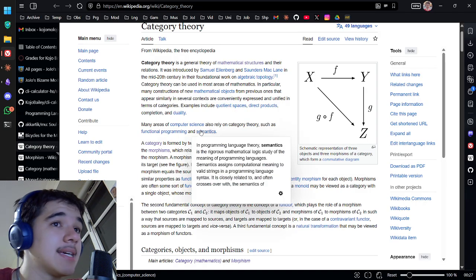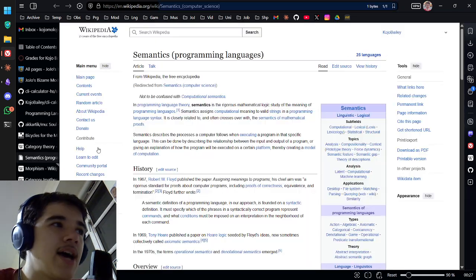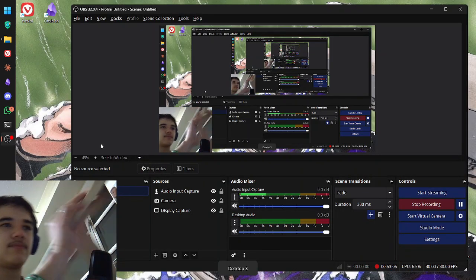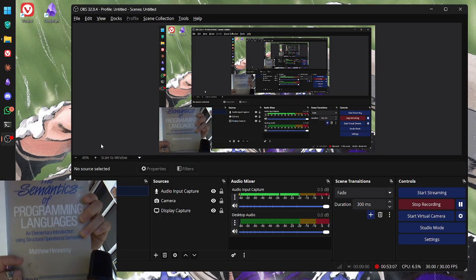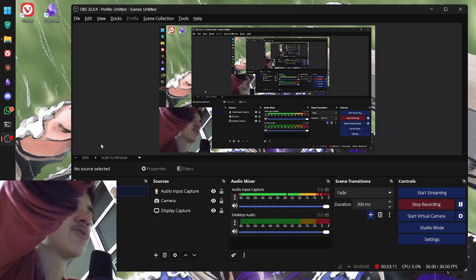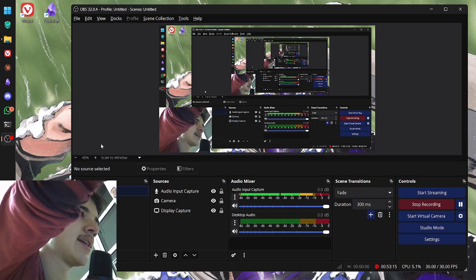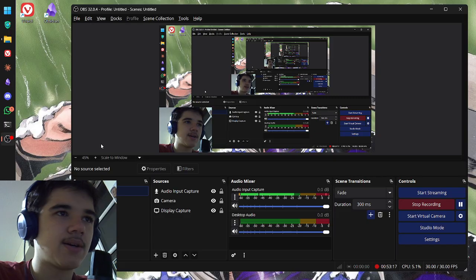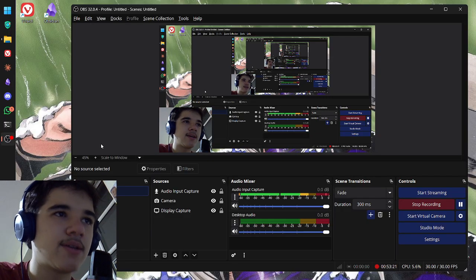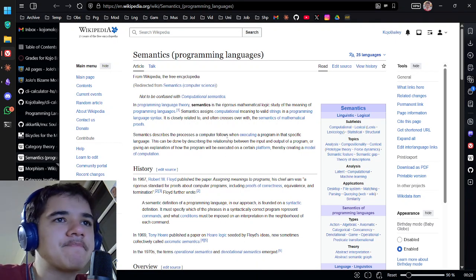Many areas of computer science, let's go, also rely on category theory, such as functional programming and semantics, the meaning of programming languages. I have been meaning to look into that. I literally have this book here, the semantics of programming languages. It does touch on functional programming actually, and it inspired me to make my own calculator thing using trees and stuff. But cool.